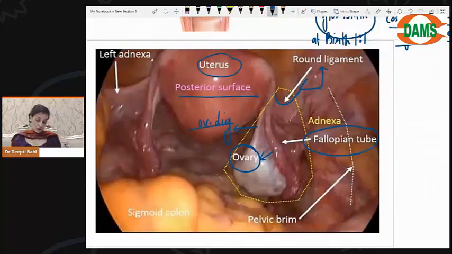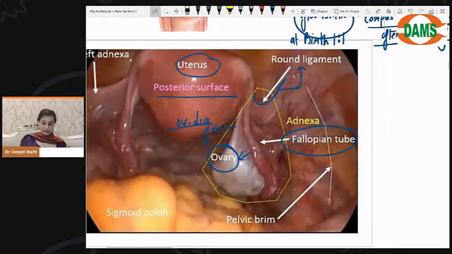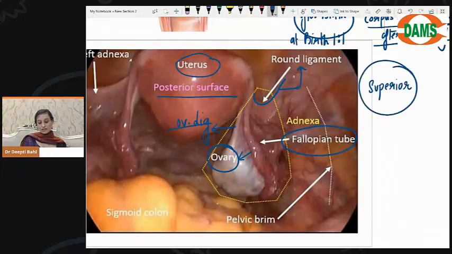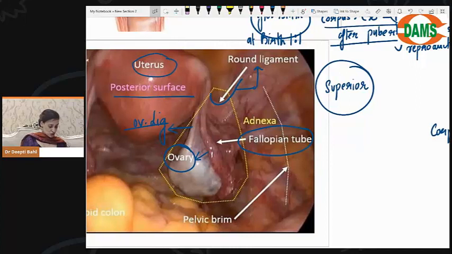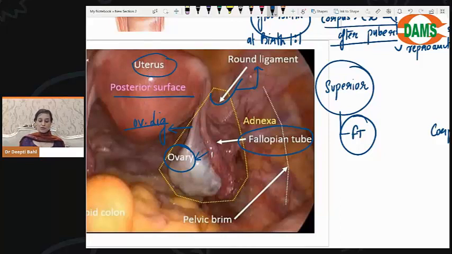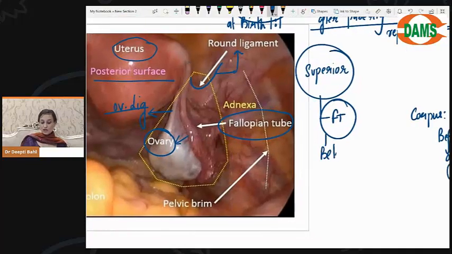So those were the three structures that we had seen: the round ligament, the fallopian tube, and the ovarian ligament. Now listen to me very, very carefully. Which is the most superior structure out of these? The most superior structure out of these is the fallopian tube. Okay, the most superior is the fallopian tube. Now below the fallopian tube, you will listen to me carefully.